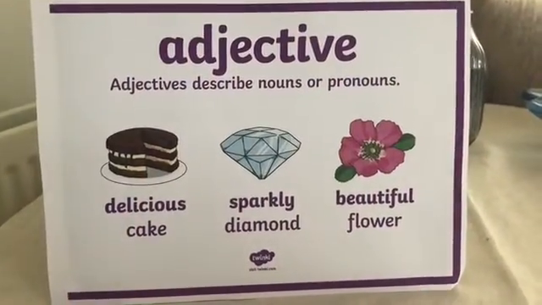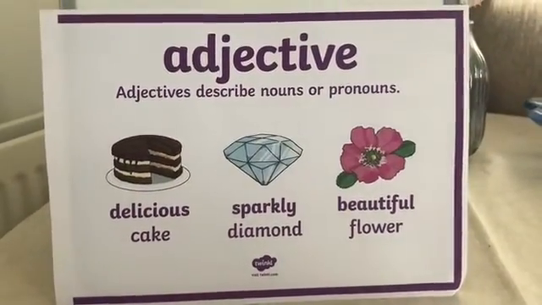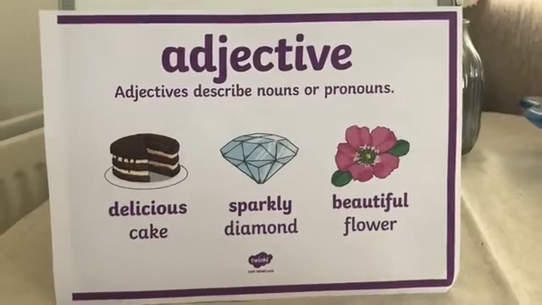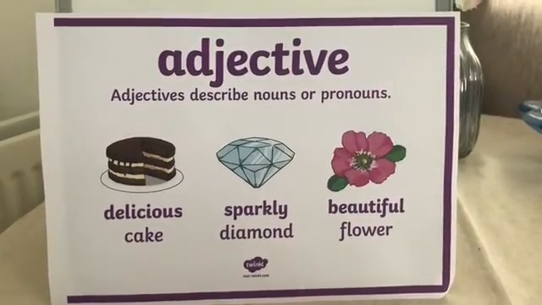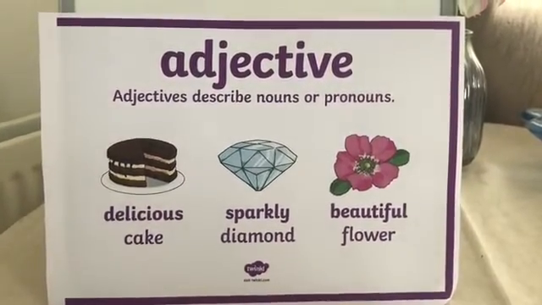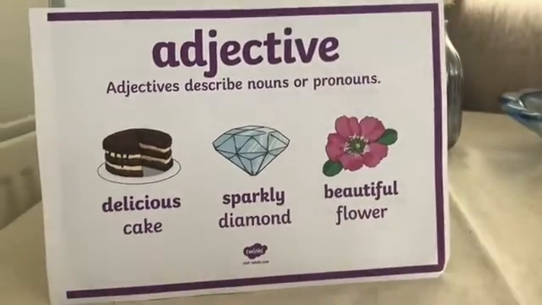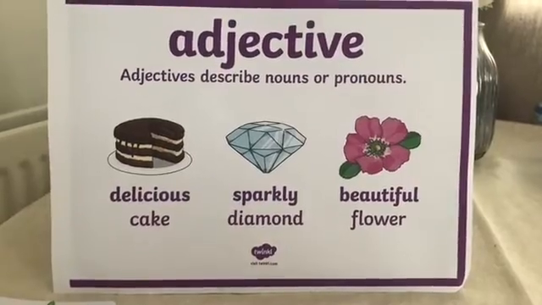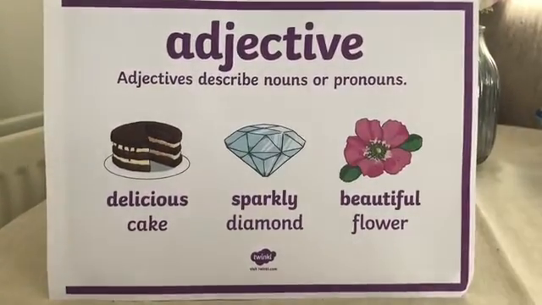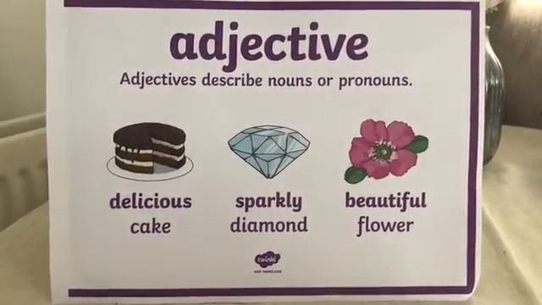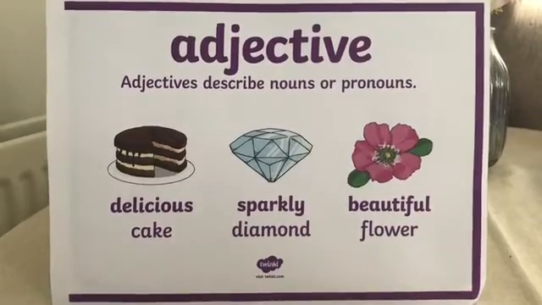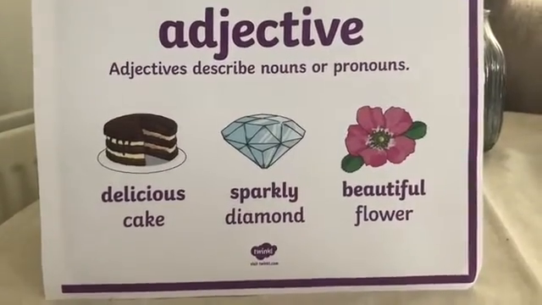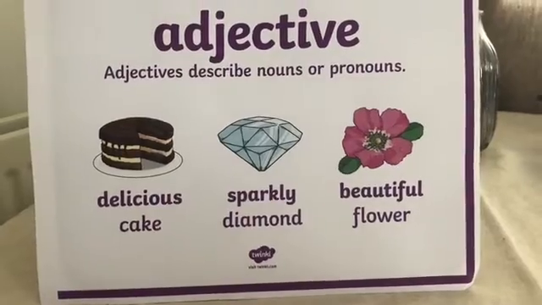So, an adjective is a word which describes a noun or a pronoun. So, the cake is delicious. The delicious is the adjective and it is describing the cake. The sparkly diamond. Sparkly is the adjective there and it is describing the diamond. And the beautiful flower. Beautiful is the adjective there and it is describing the flower.